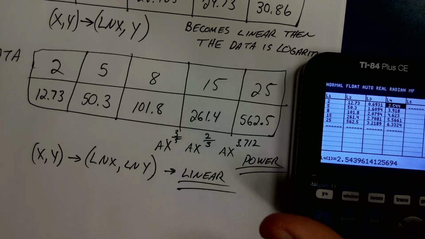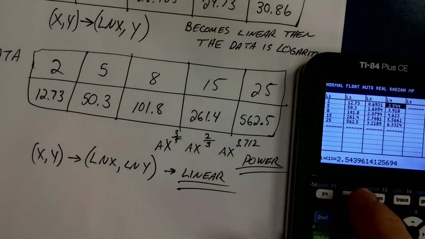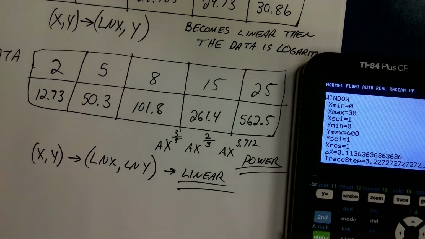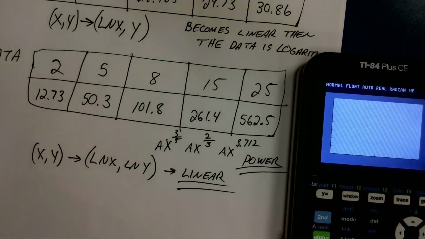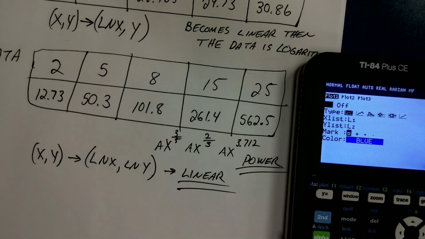Let's go 0 to 4 and 0 to 7. I'm looking at them before I go to my window. Some of you are going to hit graph right now and say, I can't see it. What's going on? Remember that this data isn't in L1 and L2, it's in L3 and L4. So second L3, second L4, poof.